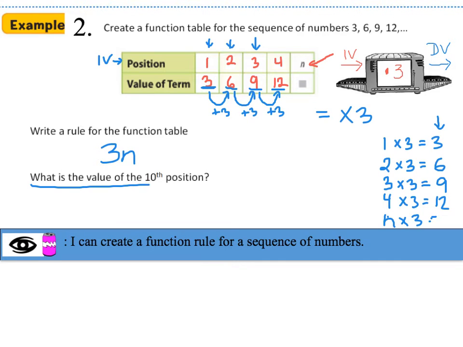It says, what is the value of the 10th position? Well, you can continue building this table until you get a really large table, or you can make your life easier and use the function rule that we came up with. Since I know the function rule is to take the position and plug it into the function machine, I'm going to take the position, which is 10, and multiply it by 3. So the value of term for the 10th position is 30. So using the rule is a shortcut to figuring out the value of term for any position.